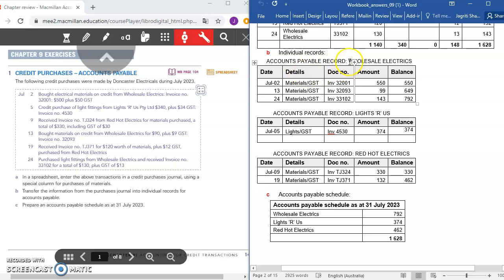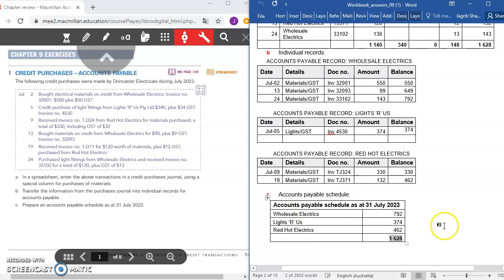First one is Wholesale Electrics, total amount due is $792. That comes here. Lights Are Us, total amount due $374. I get them here. Now Red Hot Electrics, total amount due is $462. That comes down here, and you just give me a total. This is the amount, $1,628, that will go into the balance sheet under current liabilities as accounts payable.